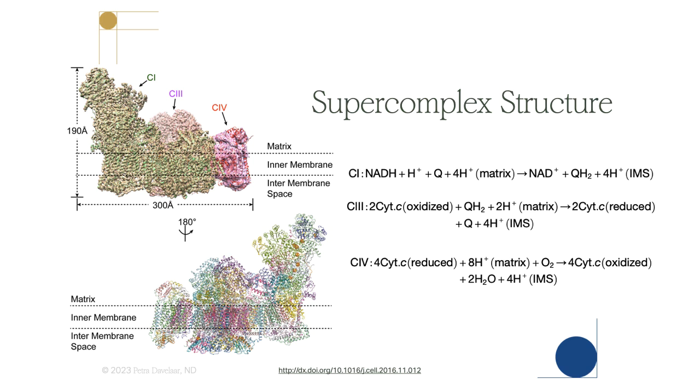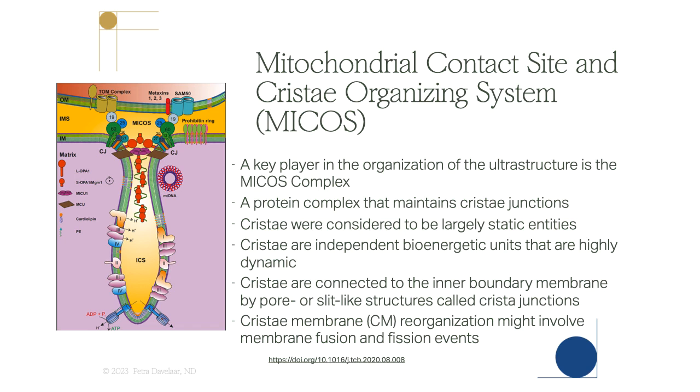Depending on how these supercomplexes assemble, the structure can increase the electron transfer efficiency and reduce production of reactive oxygen species. Here you can see how the complexes are situated in the inner mitochondrial membrane. This illustration shows the organization of the membrane. The cristae are folded towards the matrix. The Micos complex, which is the mitochondrial contact site and cristae organizing system, sits at the cristae junctions and is composed of several subunits.